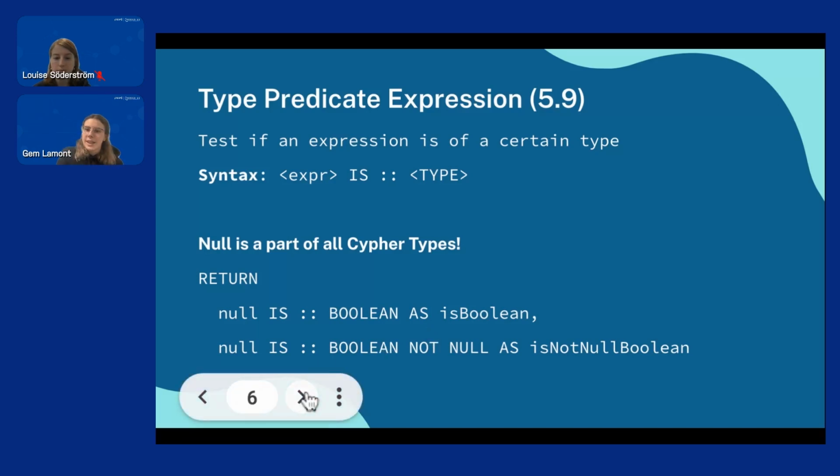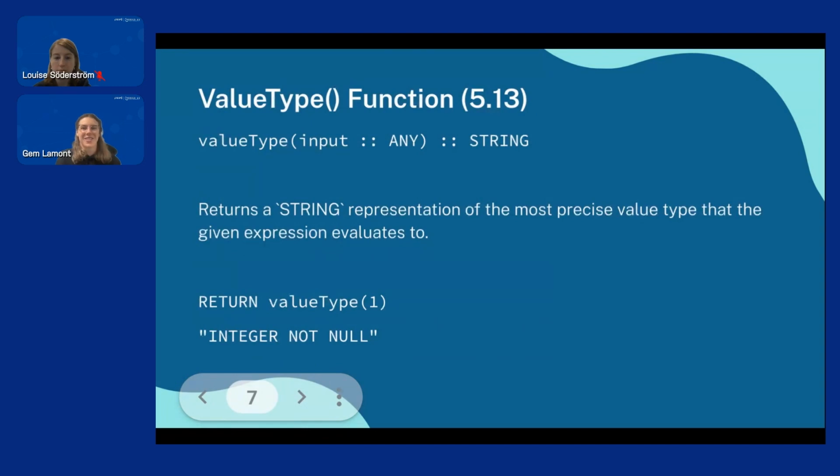We've finally added, very recently, as of the 5.13 release earlier this week, the value type function. So this is a neat little function which will return a string representation of the most precise value type that the given expression evaluates to. So in this example, I want to know what the value type of the number 1 is, and you'll get the string back integer not null. This works similar to how other programming languages have a typeof keyword or function, but in Neo4j and Cypher, it's called value type.